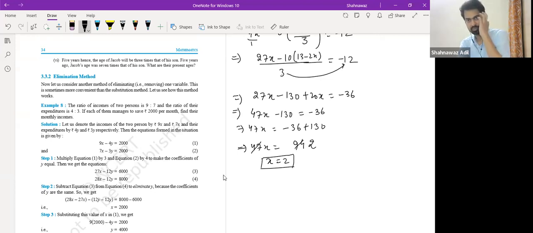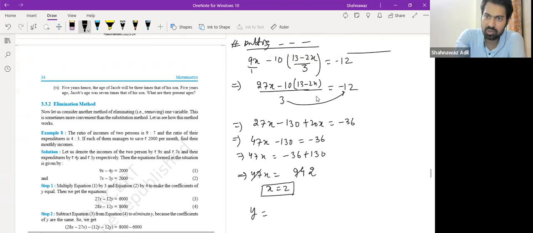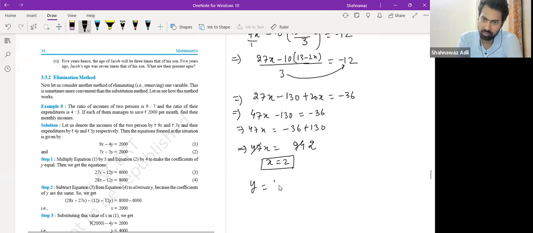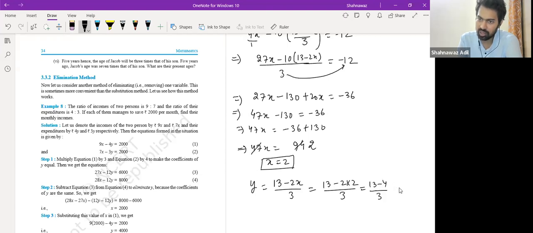And what is the value of y? Y value is how much? 13 minus 2x by 3. So we know the value of x. This is 2. 13 minus 2x, so 13 minus 4 by 3, 9 by 3, so 3. Right, so x and y are the solution of this pair of linear equations.